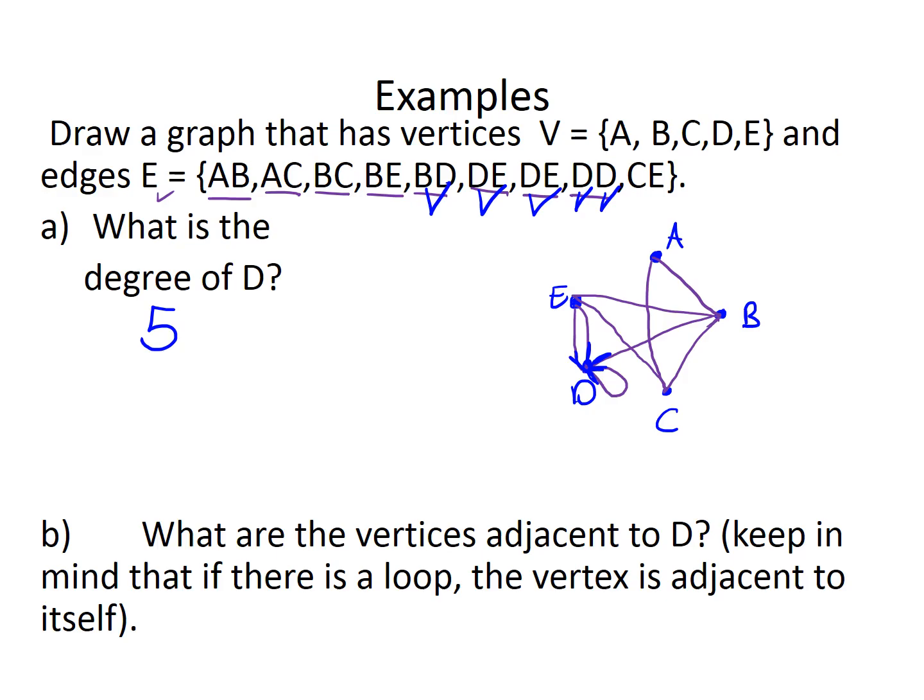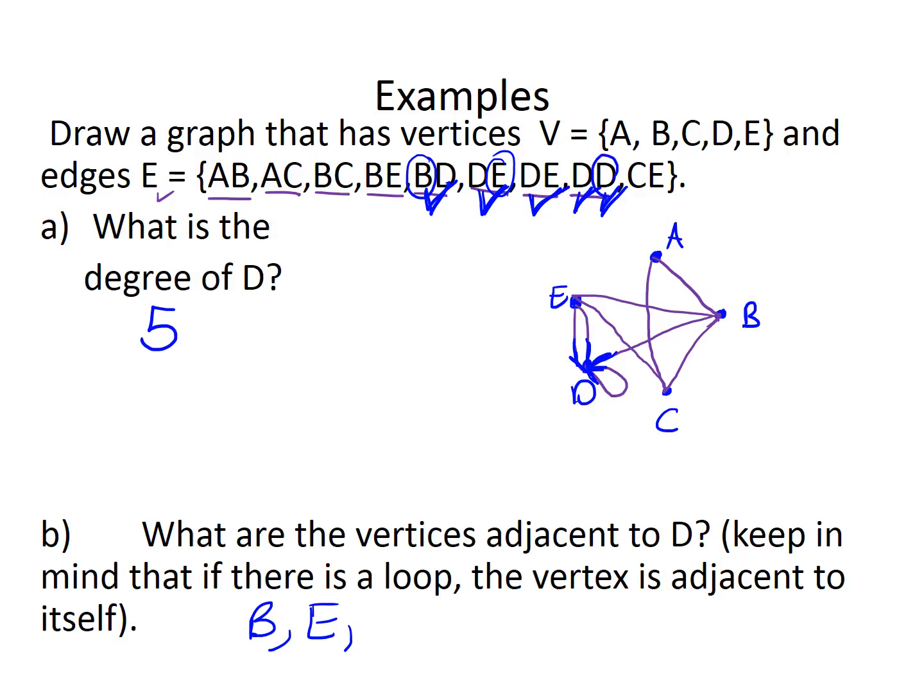What are the vertices adjacent to D? Keep in mind that there is a loop. The vertex is adjacent to itself. So again, you can come up here and see which edges have D listed with them, and then you know that B must be adjacent. Or you can look down here at your picture. Doesn't matter. E, and you don't need to list the vertex twice. What vertices are adjacent to D? B, E, you don't have to write E again, right?